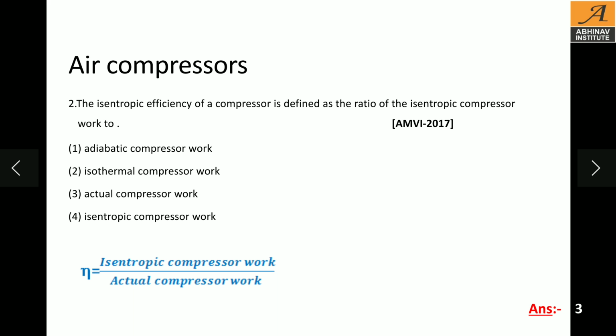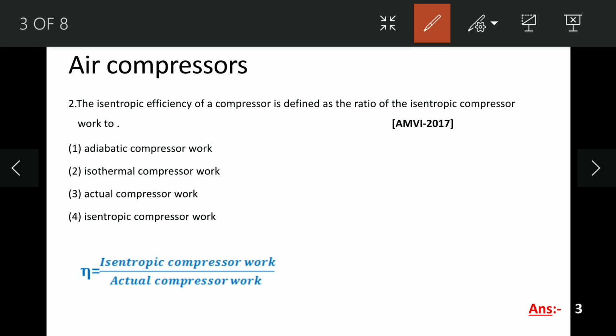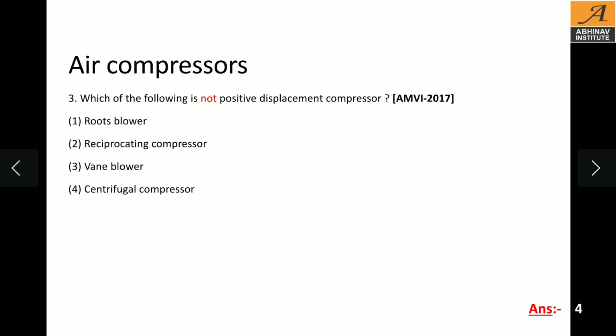Second question, the isentropic efficiency of a compressor is defined as the ratio of isentropic compressor work to. Four options are given: adiabatic compressor work, isothermal compressor work, actual compressor work, and isentropic compressor work. Now, the isentropic efficiency of a compressor is defined as the ratio of isentropic compressor work to the actual compressor work. So option 3 is correct.